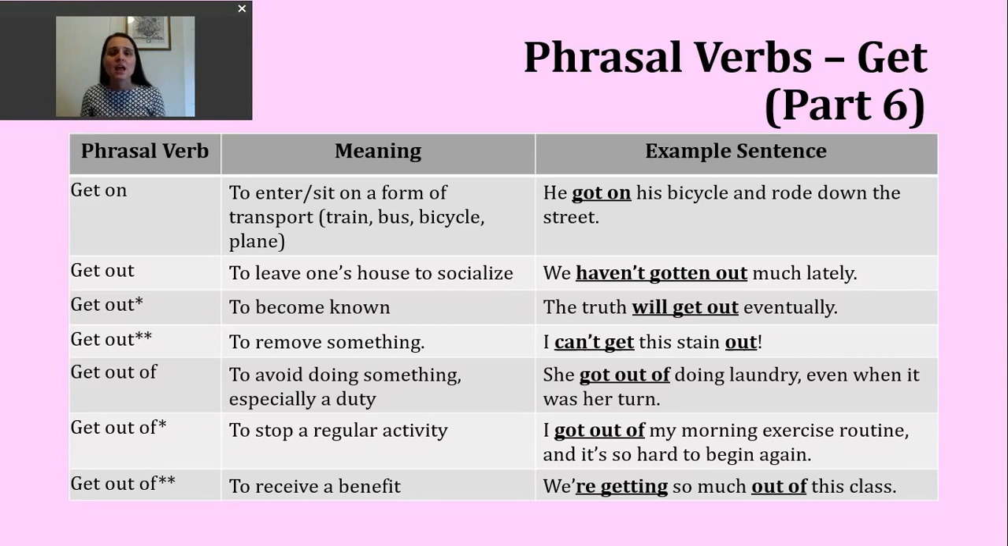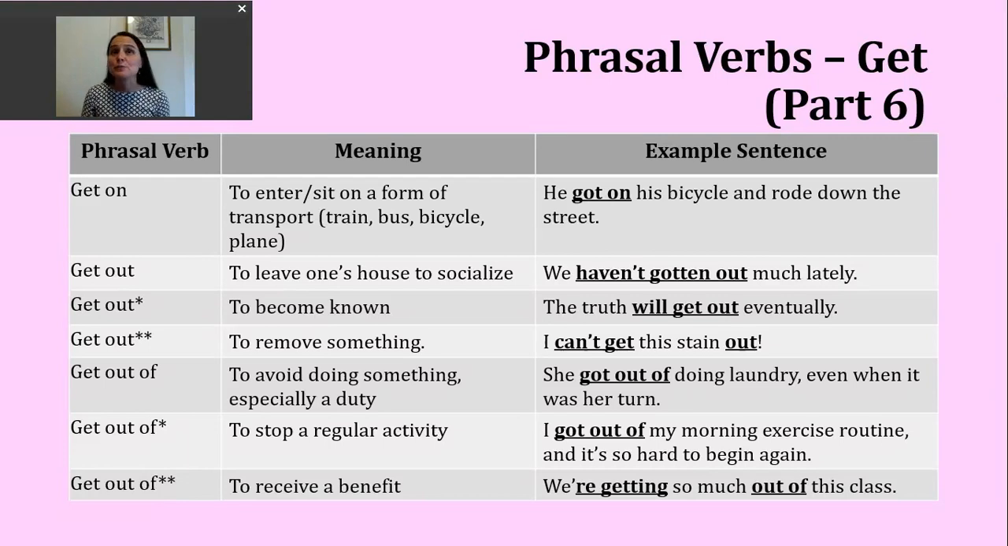Here's an example. She got out of doing laundry even when it was her turn. So maybe in this particular family or a group of roommates, they take turns. But somehow she was able to avoid it and someone else did the laundry.